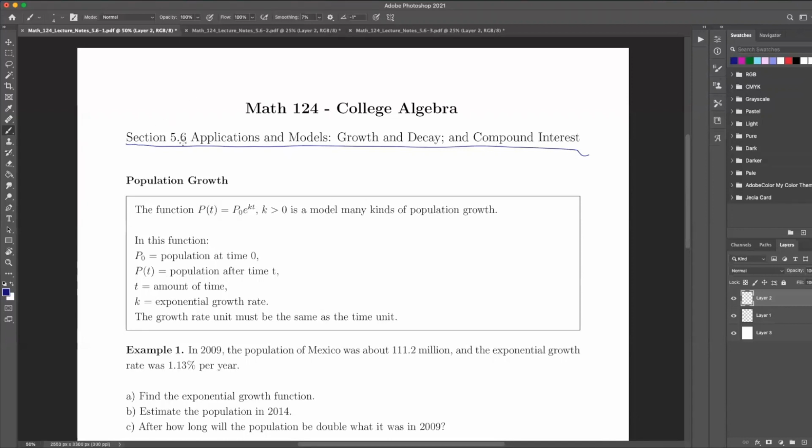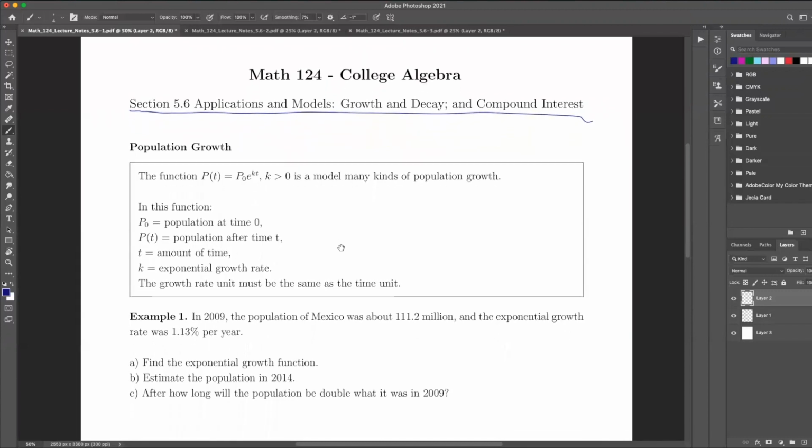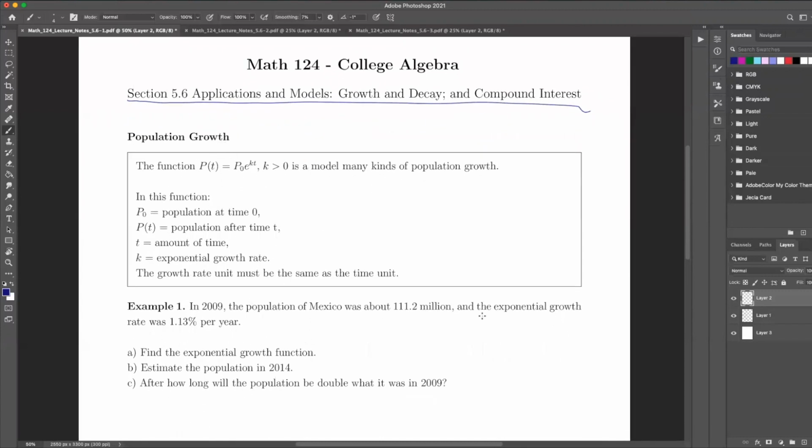All right, so we're going to do applications and models, growth and decay, and compound interest. So basically, we're just going to be doing word problems that involve growth and decay, basically, of money or other things. And so it uses exponentials, but it's not terribly hard to crunch through this.